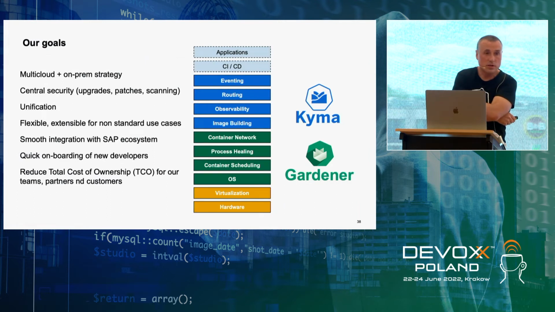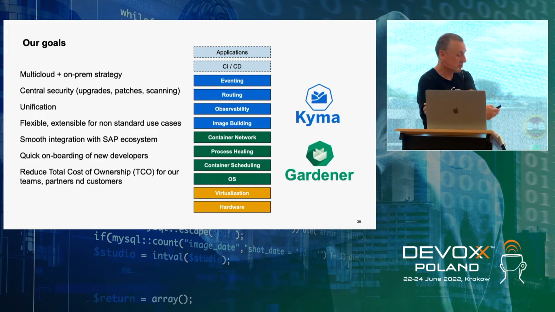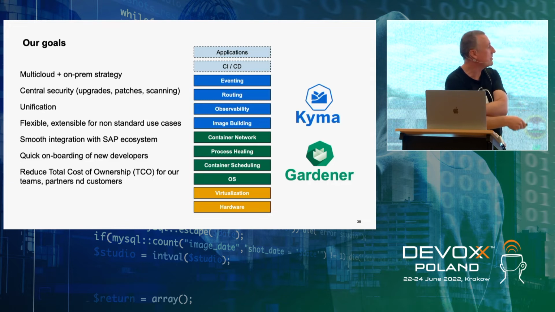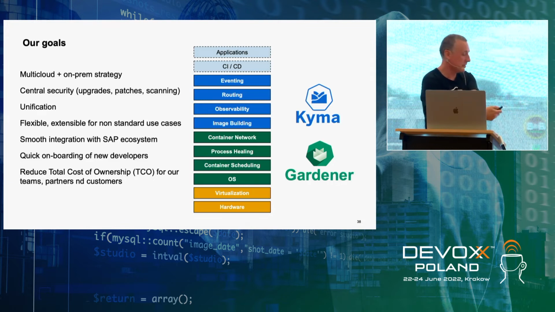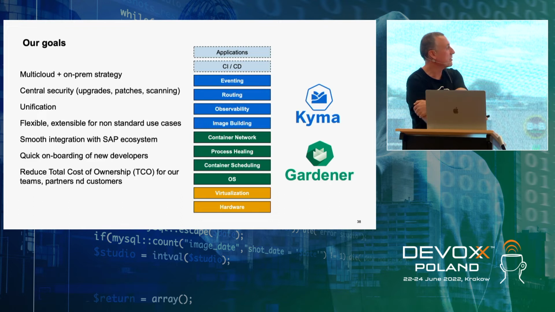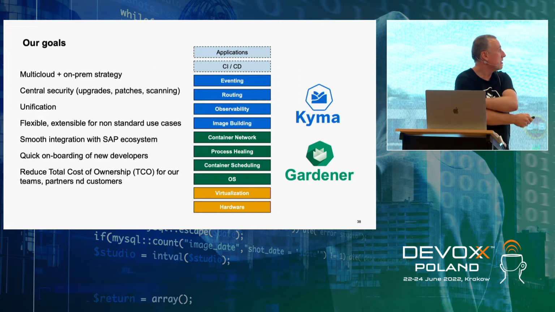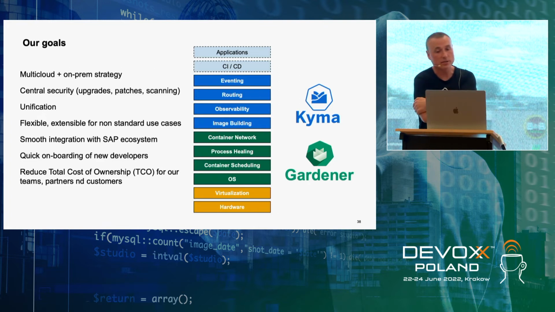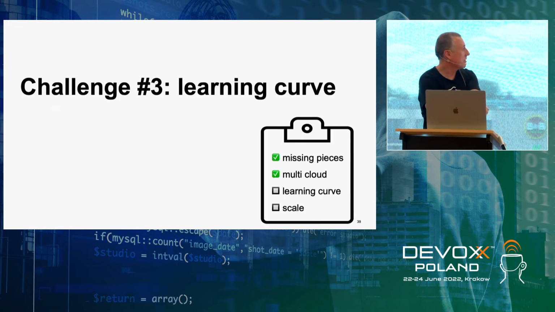So together we have the solution that solves this gap. We have Gardener with the managed Kubernetes layer, and then we have Kyma that provides eventing, routing, observability, image building, and then you can focus on your application and your delivery pipeline. So that's the promise, and how we solve our other problems.